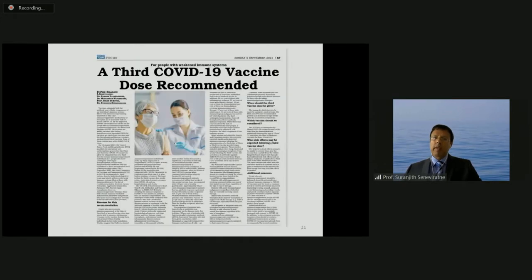The 3rd dose was given to immunocompromised patients. In the US, it was at 1 month. In the UK, it was at 2 months. And to other people, it was a booster at 6 months. So that has come in. We are giving all our immunodeficient patients the 3rd dose.